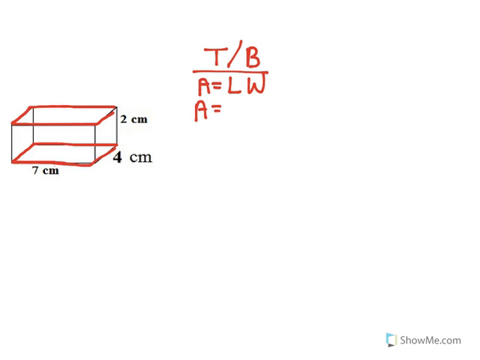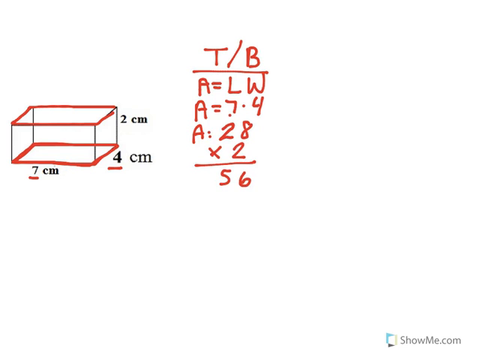So when I'm looking at this one, the bottom one that's in red, I'm noticing that it's a 7 by 4. So even though there's a 2 over there, I'm not going to use it right now. So I have a 7 by 4. And I know that 7 times 4 is 28. But because there's a top and a bottom, I'm going to multiply this by 2.